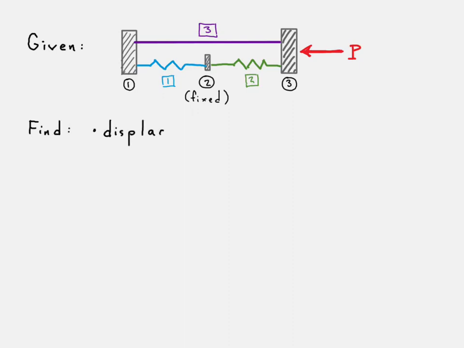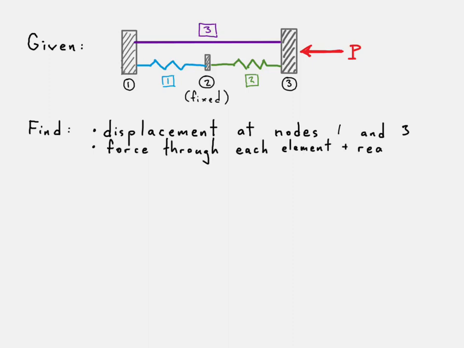What we want to do is find the displacement at all the nodes, really the only movable nodes, which is node 1 and node 3, and we also want to figure out what the force is through each element and the reaction force here at node 2.